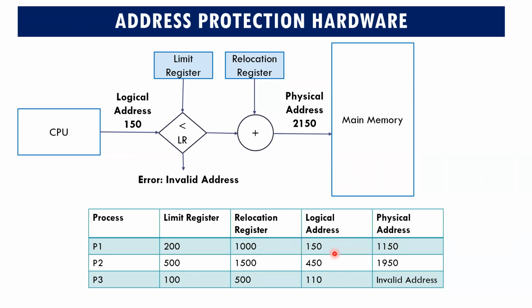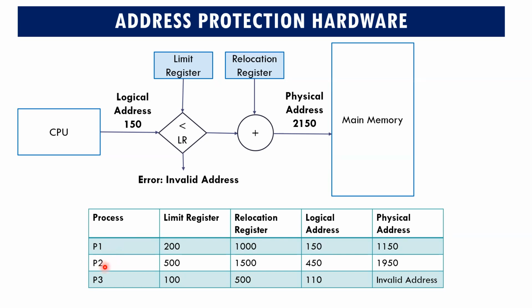So check for process P1. Here the logical address is 150 and the limit register value is 200. So 150 is less than 200, so it is a valid memory access. In order to get the physical address, we have to add the relocation register value and the logical address value. So 1000 plus 150, which is 1150, is the physical address corresponding to the memory access 150 of process P1.